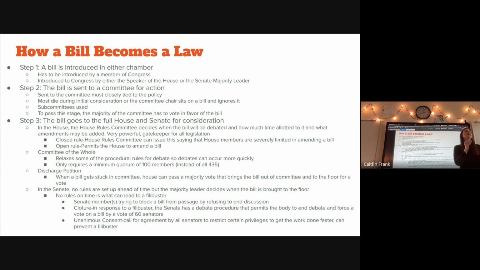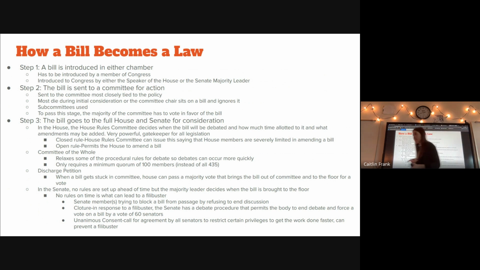The House Rules Committee can also do a committee of the whole, which relaxes some of these stringent House rules where they only need a quorum of 100 House of Representatives members there instead of all 435 to consider the bill, or some of the other rules of debate and what they can and can't add. They may relax those under the committee of the whole. I already mentioned the discharge petition.